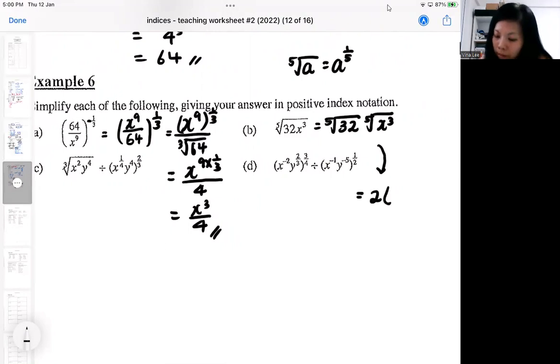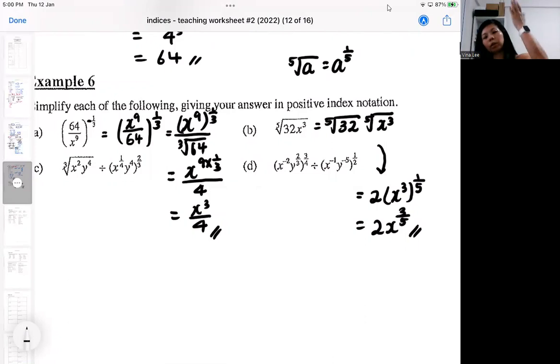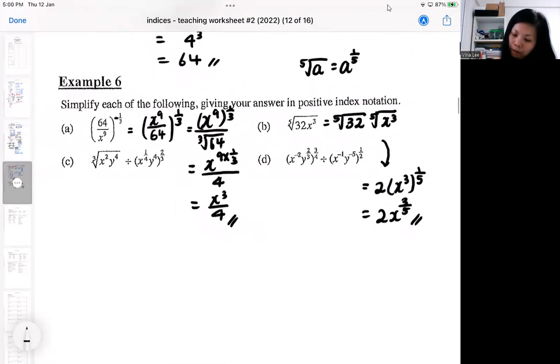Then what about the fifth root of x cubed? Fifth root is 1/5. Then you apply the double power, you get 3/5. So it's 2x to the power of 3/5. Okay, so things start to get complicated. So make sure you copy first.